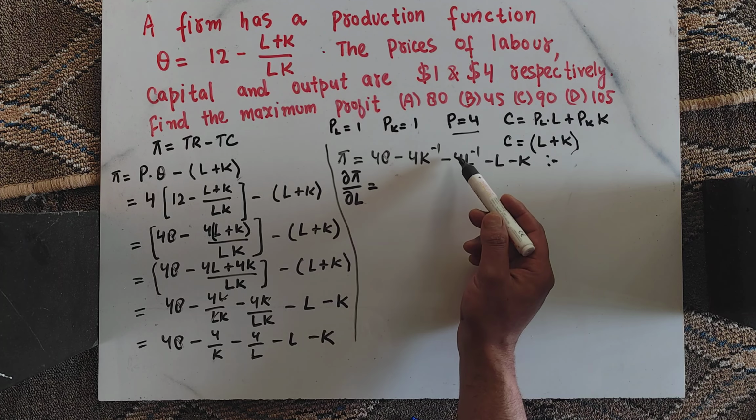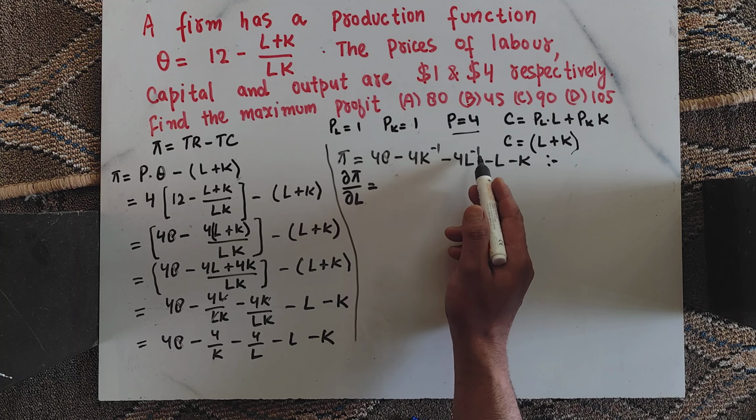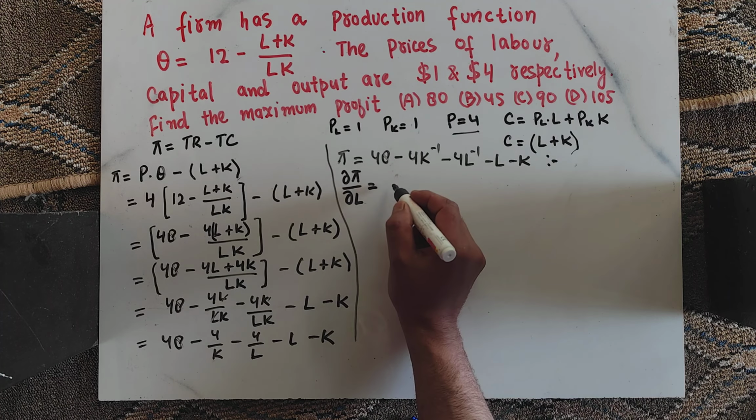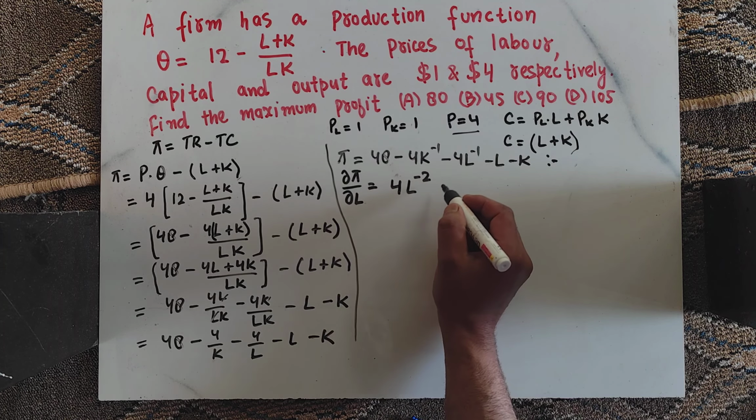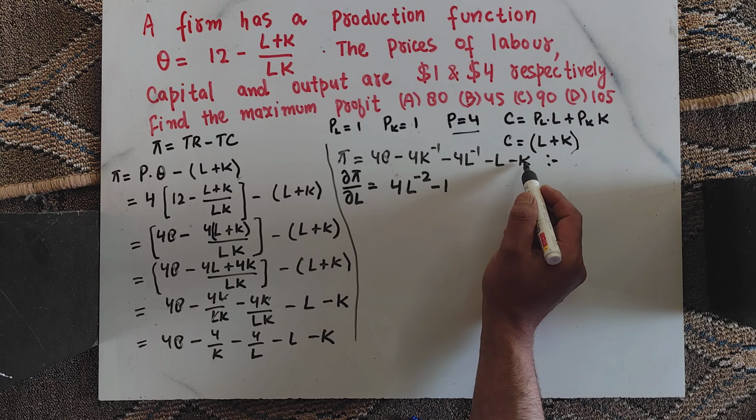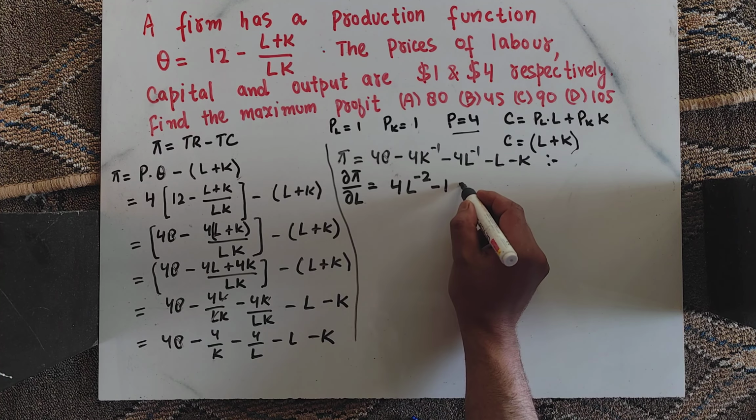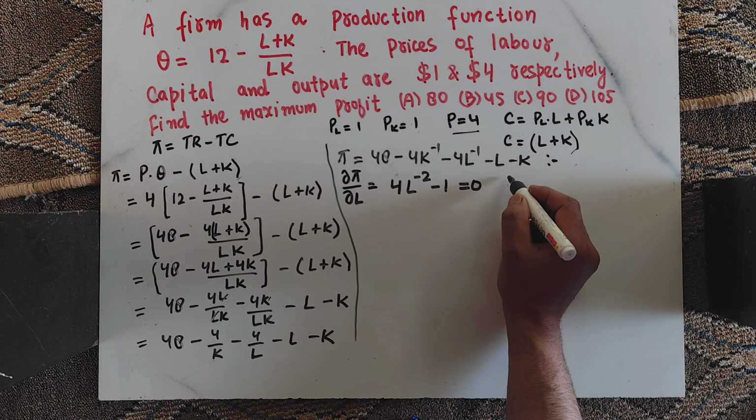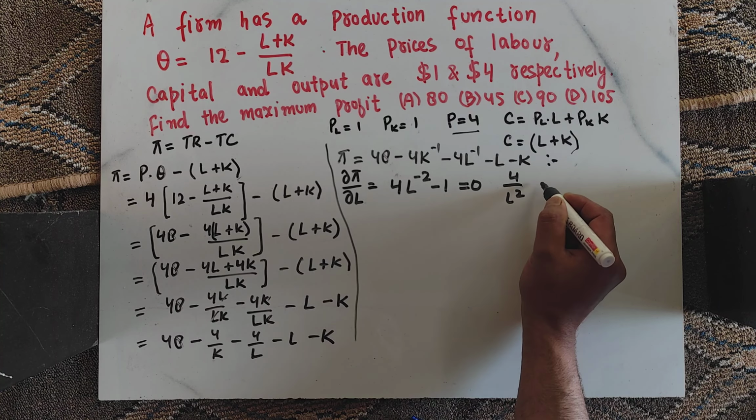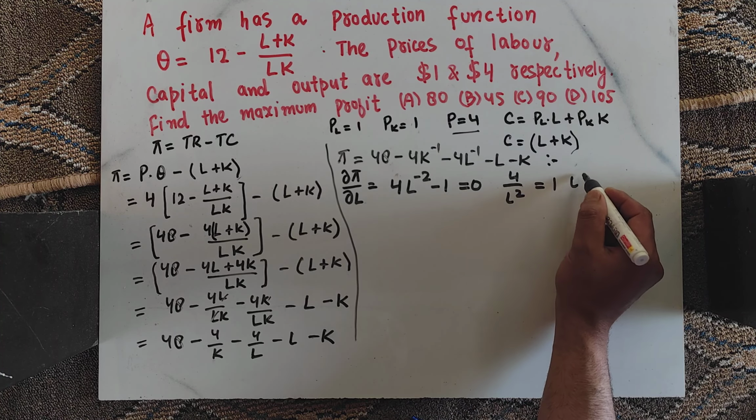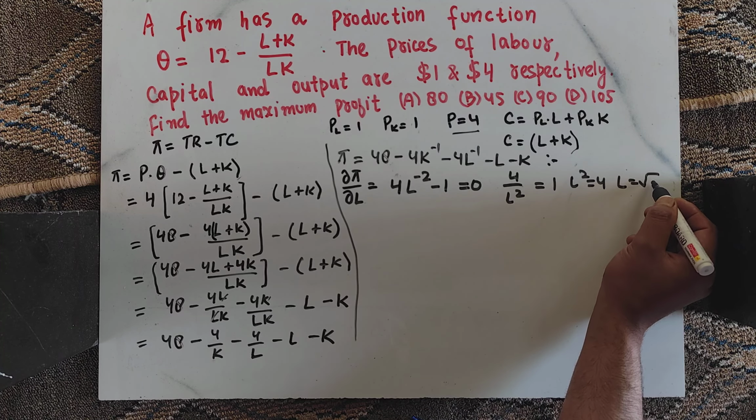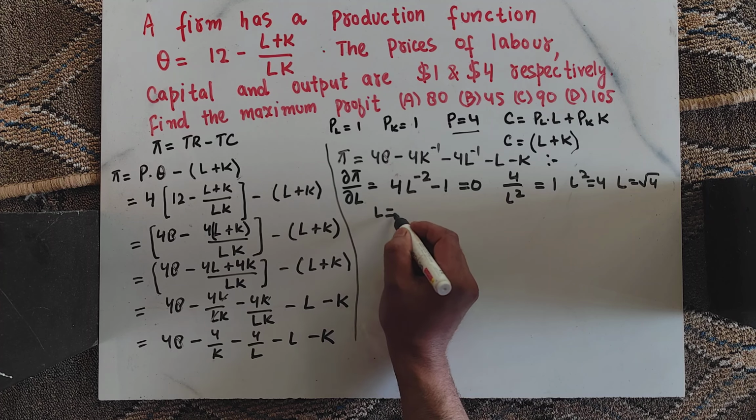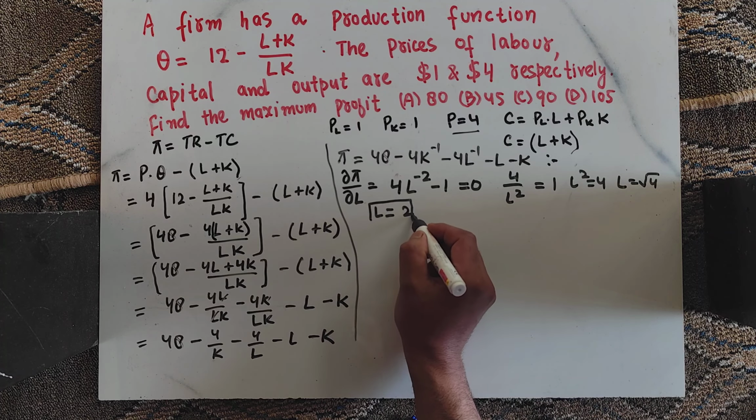The derivative of -4L^-1: the exponent -1 becomes the coefficient, so -1 times -4 becomes +4, and the exponent is reduced by 1, giving -2. The derivative of L is 1, so we are left with -1, and the derivative of the constant is 0. We set it equal to 0, so 4/L^2 = 1, or L^2 = 4, which implies L = √4, so the units of labor employed will be 2.